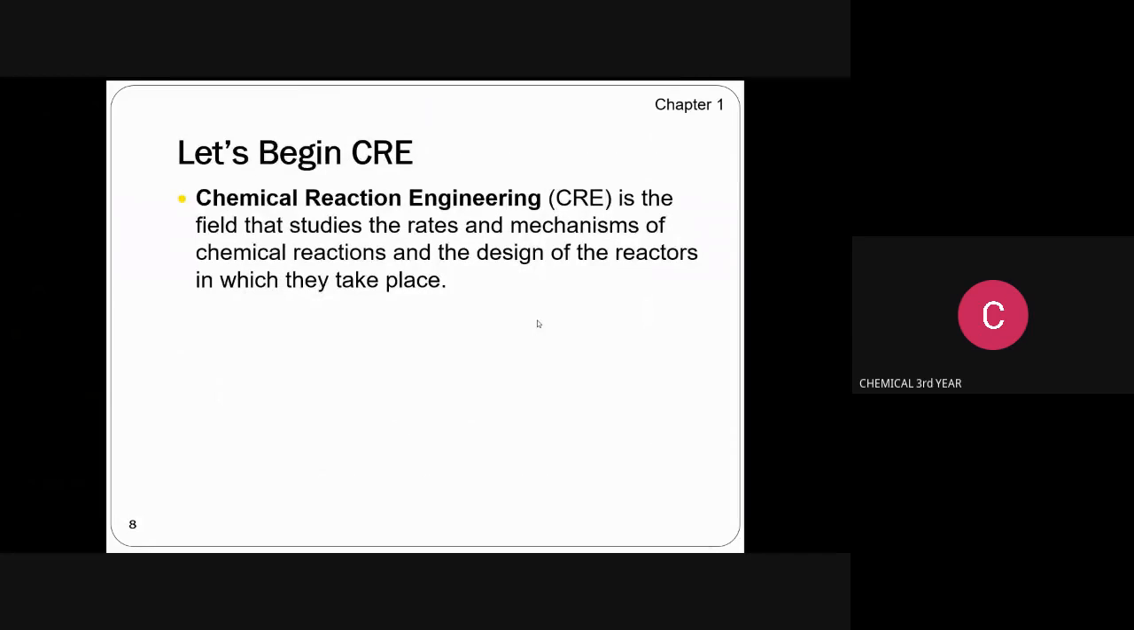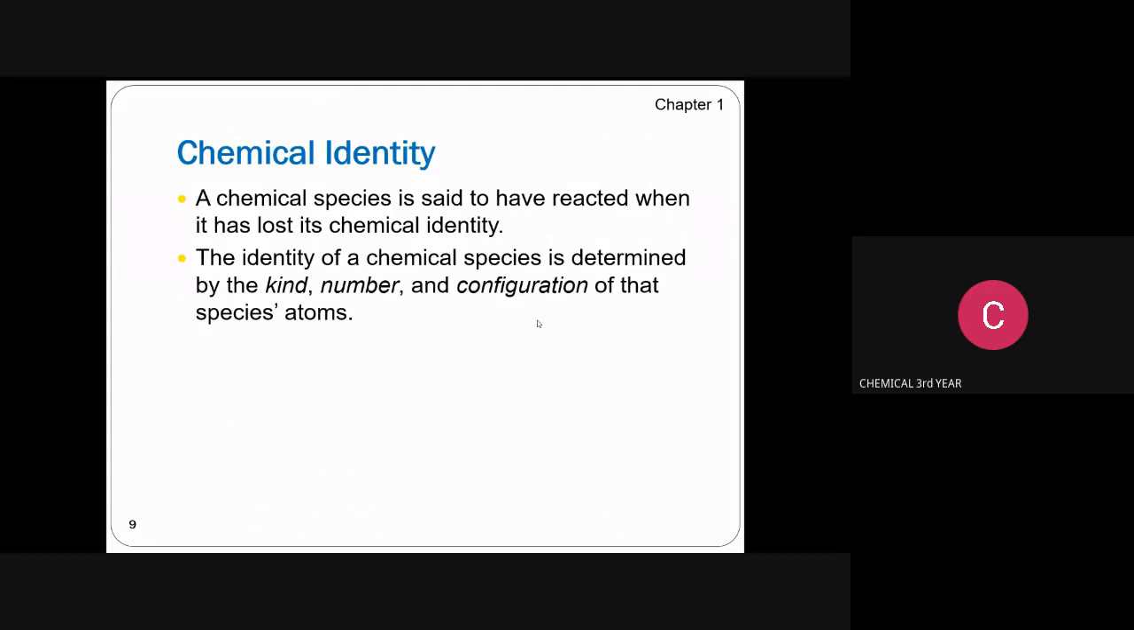Okay, let's begin. Theory. Chemical reaction engineering is the field, like mechanical engineering or civil engineering or ECE. This is the one field of study that relates the rate and the mechanism of chemical reactions and the design of the reactor in which they take place. You all generally know about chemical reactions. For that, you have to know what chemical identity is, and how species behave in the basic industries, or in reaction kinetics in the chemical reaction engineering field.